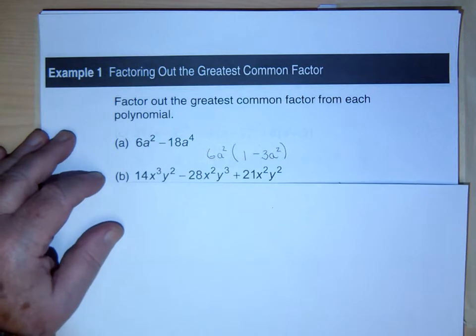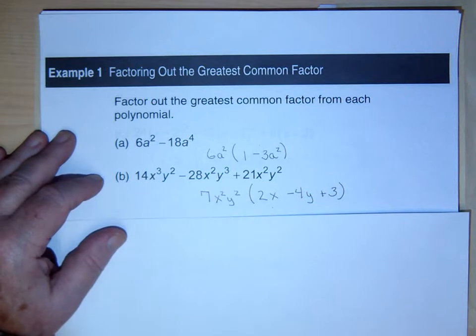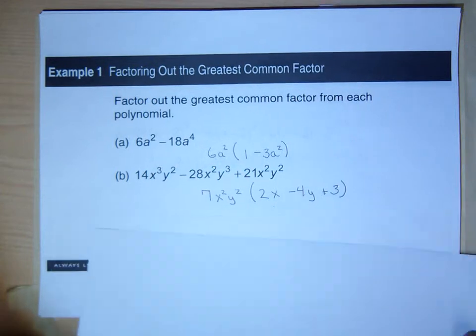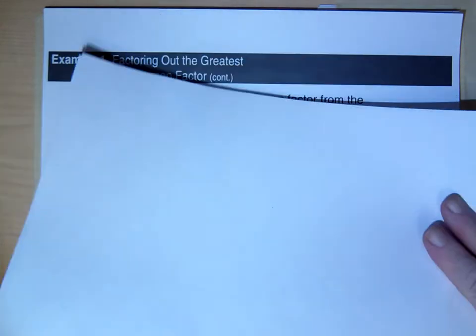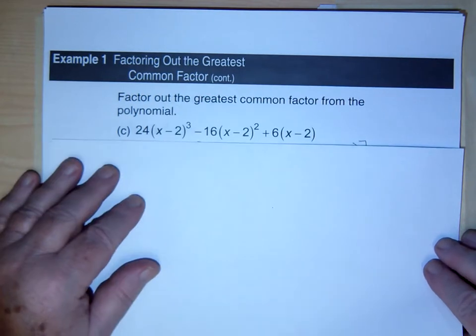In a slightly more complicated example, we have this one. We can observe that there is a 7x squared y squared in each term, and so it can be factored out thus, and that's factoring out the greatest common factor. That's our example 1. Example 2 is having a polynomial that looks like this.